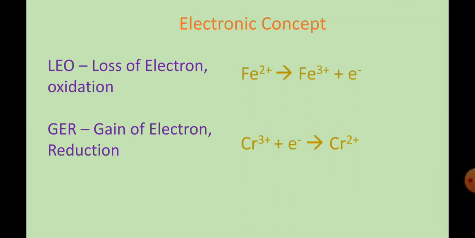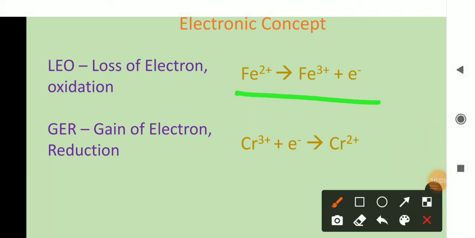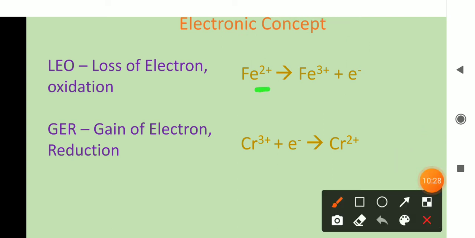Look at the examples. For oxidation, what is the example taken? Fe2+, it is ferrous ion. And Fe2+, by losing an electron, is converted into Fe3+. So ferrous ion is converted into ferric ion by losing an electron. And dear students, if we observe this reaction very clearly, during oxidation, what happens? The charge increases. The charge of the ion increases from Fe2+ to Fe3+.